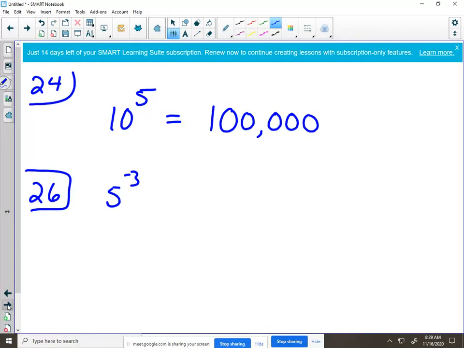5 to the negative third. Ooh, now we have negative exponents. What does that mean we do? I put it over 1. Ah. You did it like that? Okay. No, the other way. Remember, when it goes across the division bar, the sign of the exponent changes. Because this is saying division by 5 to the third power. Okay, so then what did you get for your final answer? 1 over 125.